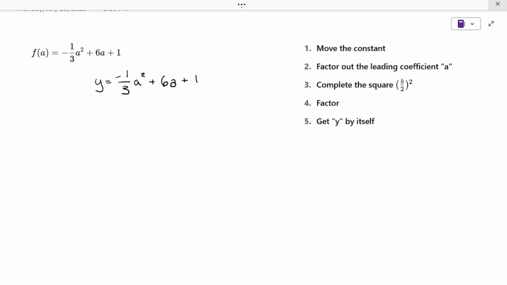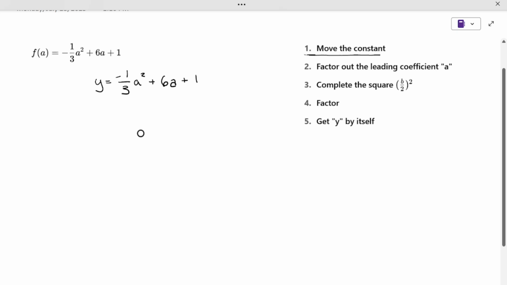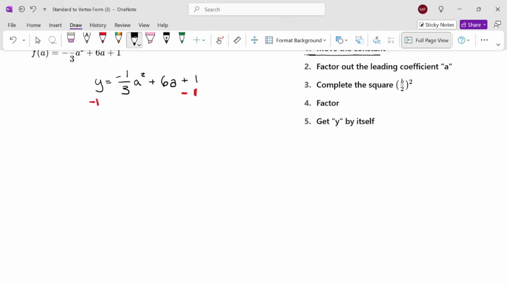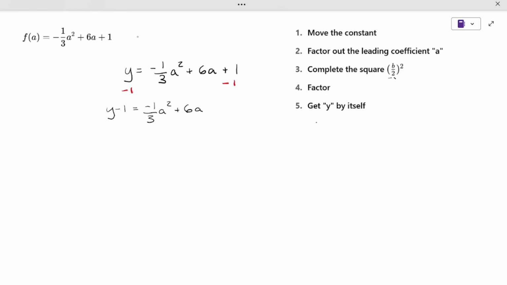So step 1, move the constant. So we are subtracting this -1 on both sides of the equation. And we'll get y minus 1 equals -1/3 a squared plus 6a. All right, step number 2.